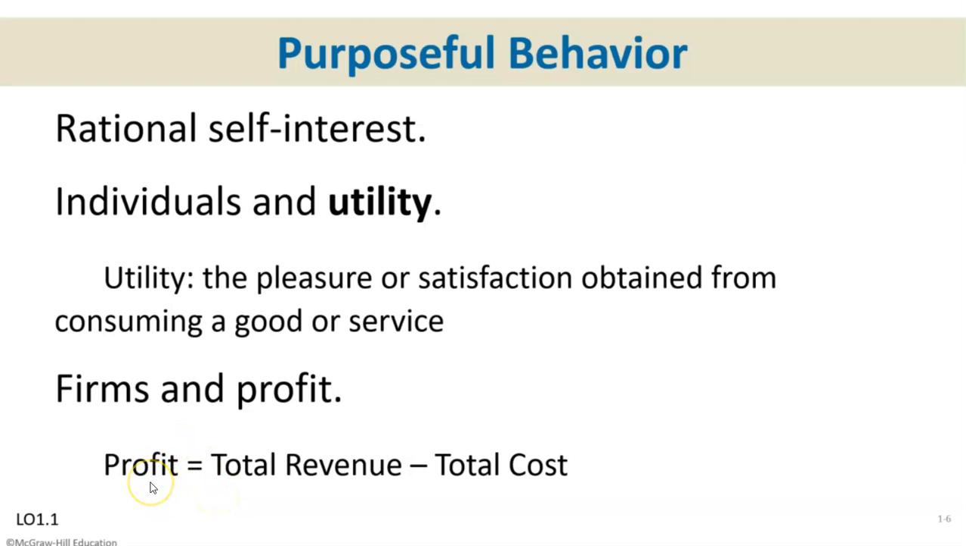So profit is how much money that the firm has left over after it's already paid all of its costs. So you take the total revenue, and revenue is the amount of money that the firm brings in from selling their product, subtract all of the costs, including the opportunity cost, and you're left with the firm's profit. So the main goal of firms is to maximize the amount of profit that they're making.